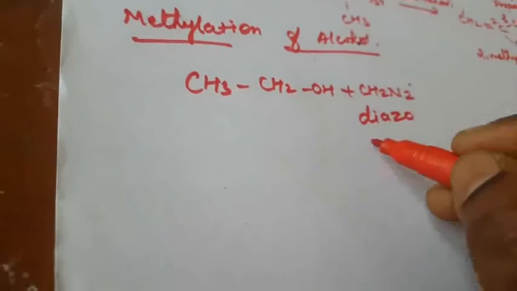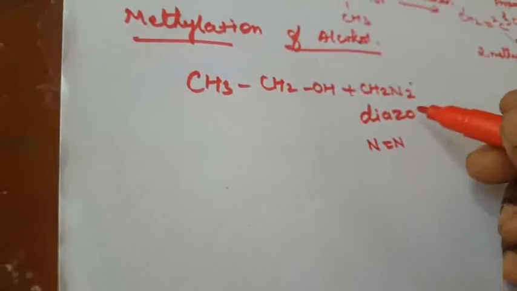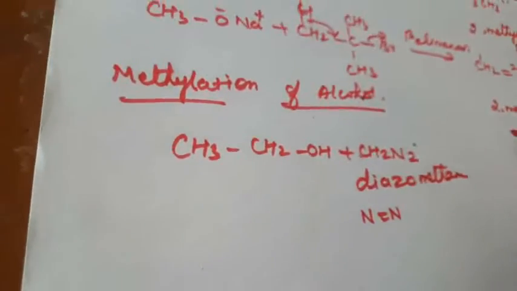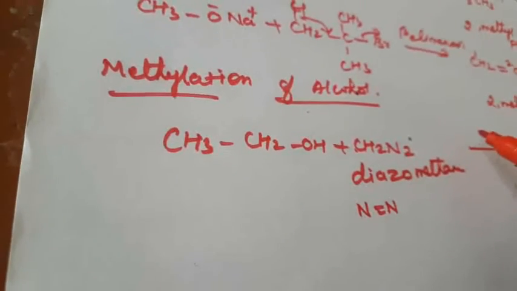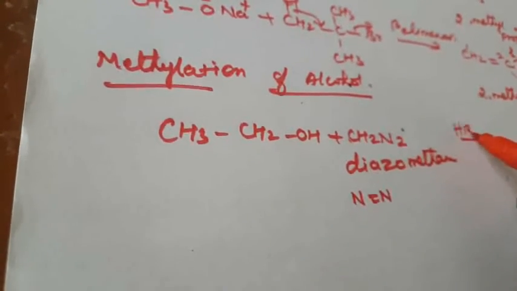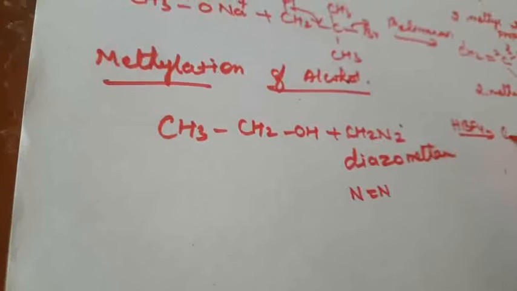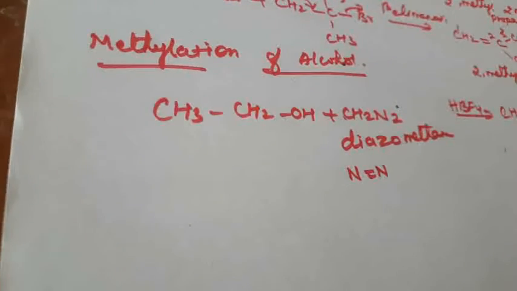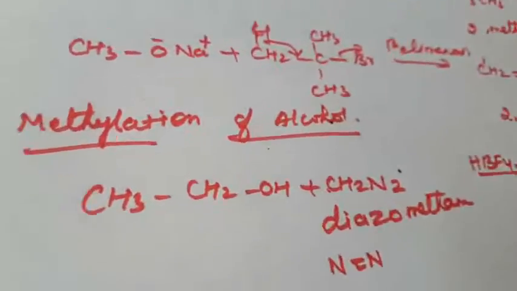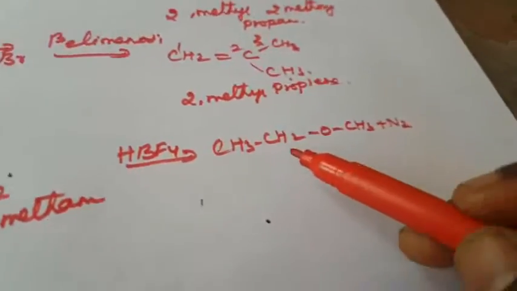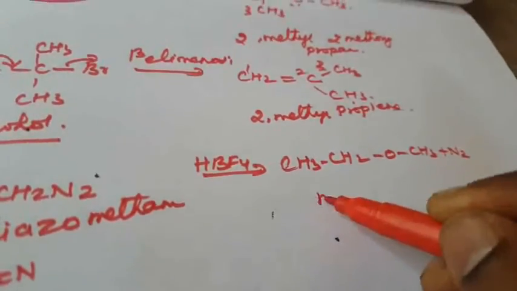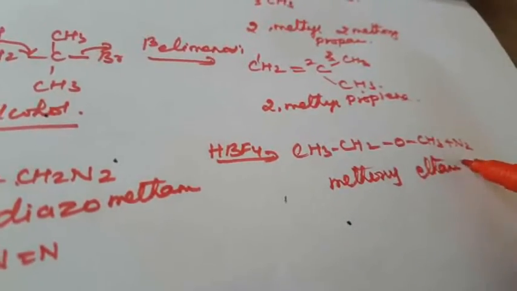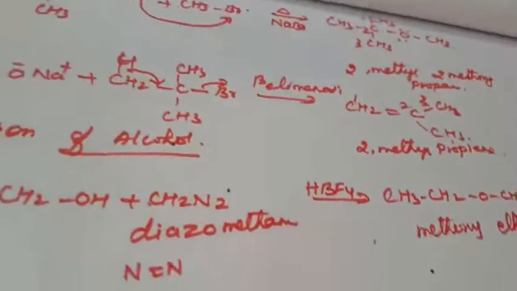Diazo, I already told, N double bond N, that is an azo compound. Diazo, with only one carbon, is called methane. Again it will react with hydrofluoroboric acid, and that gives CH3CH2OCH3 plus N2. What is the compound name? Methoxyethane.